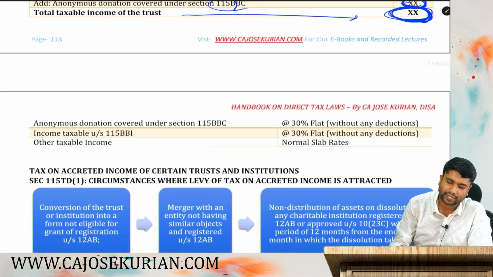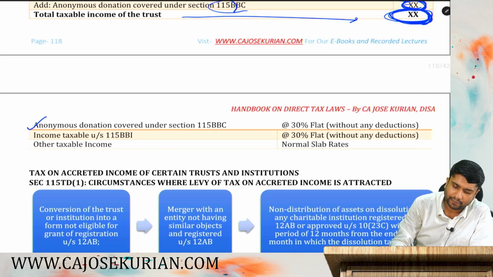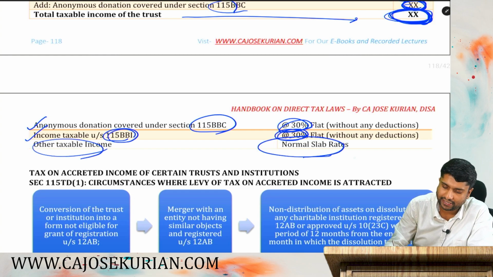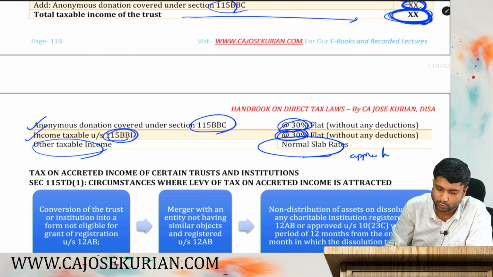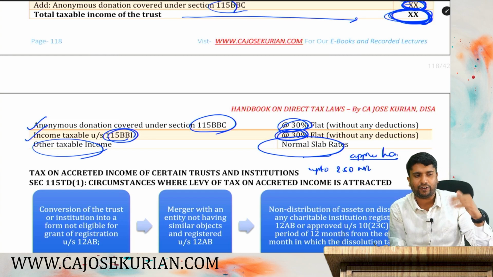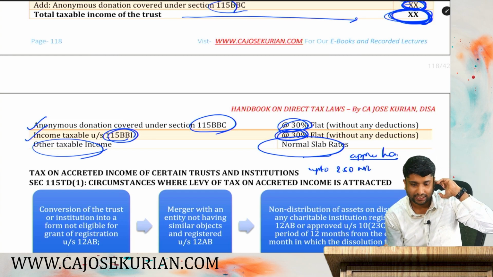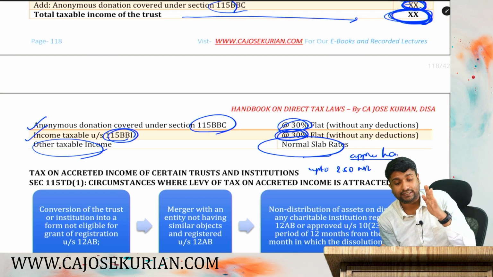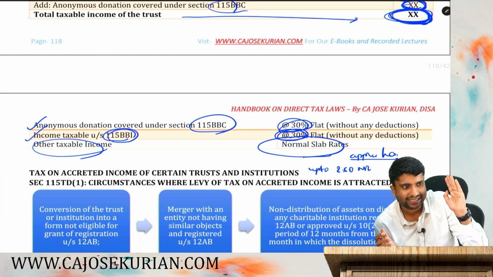Now how do you compute the rate of tax? Anonymous donation under 115BBC, 30%. Income taxable under BBI taxed at 30%. Other income at normal slab rate that is applicable for individuals. Say for example, up to 2.50 nil, 2.5 to 5, 5%, 5 to 10, 20%, above 10, 30%. There is no 115BBC for trust. So it is applicable only the normal old slab rates.